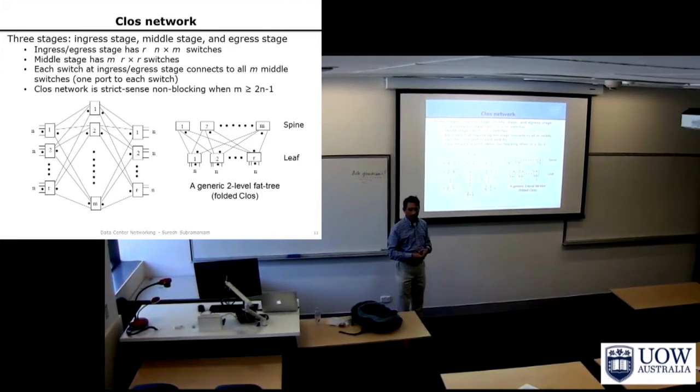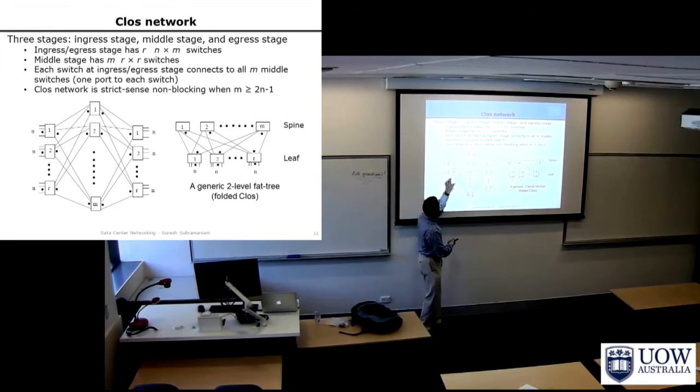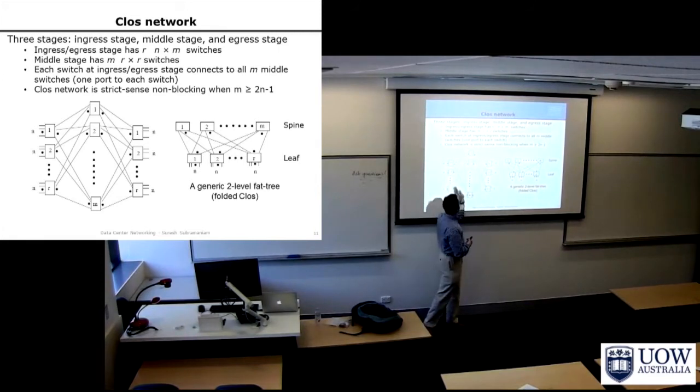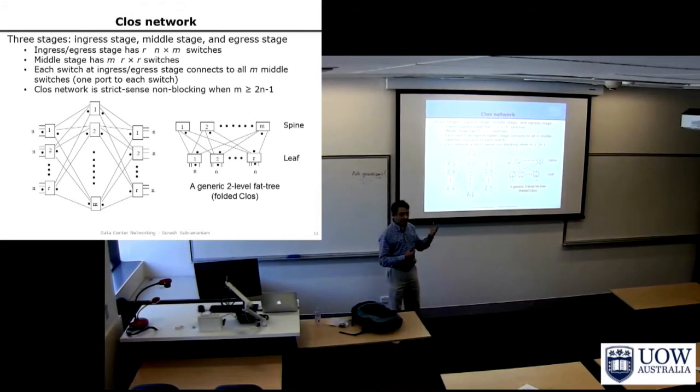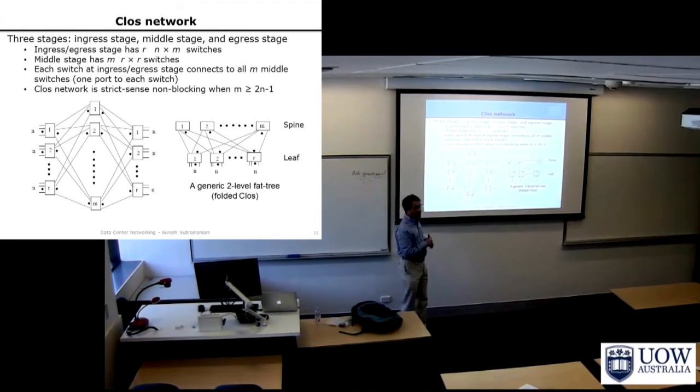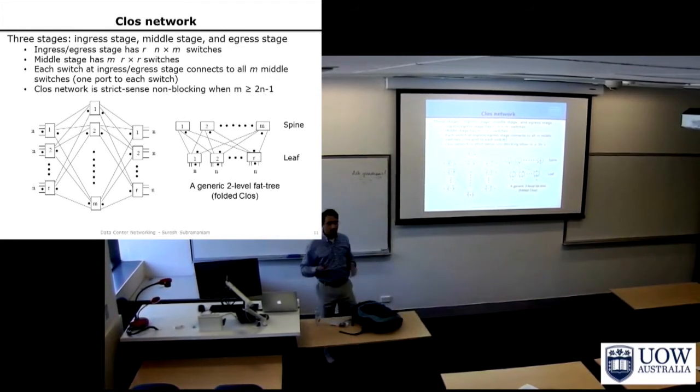So Clos, in the 50s or 60s, it's been around for a few decades, came up with this kind of a structure for the switching network where you have much smaller switches like here, and you have a larger number of intermediate layer switches, and then you have the same number of switches on the egress side as in the ingress side. Okay, and he showed that if you have a sufficient number of switches here in the middle layer, then you can achieve this non-blocking property at a much smaller complexity than your single big switch. Okay, so this is what Clos showed.